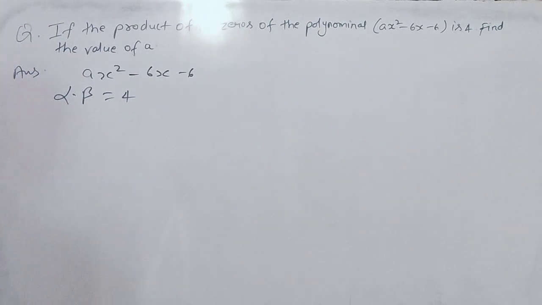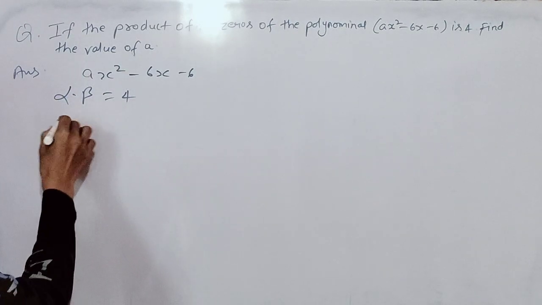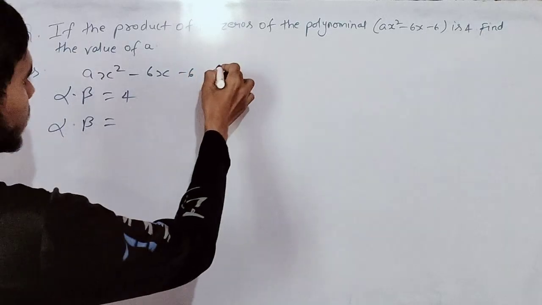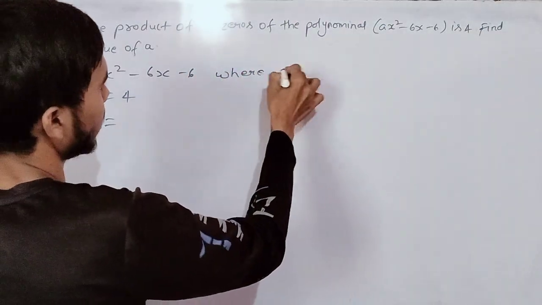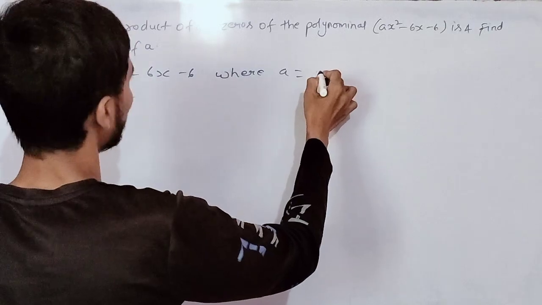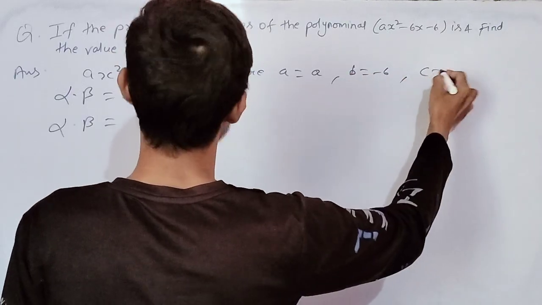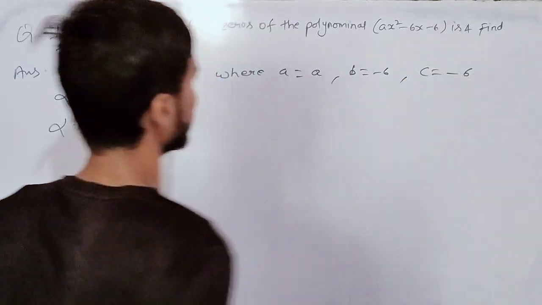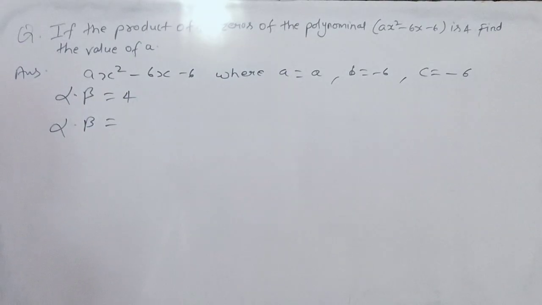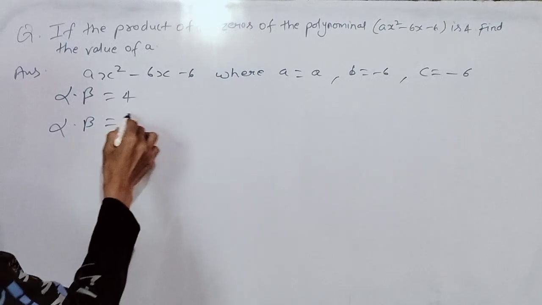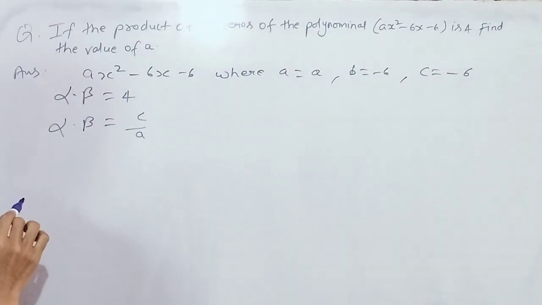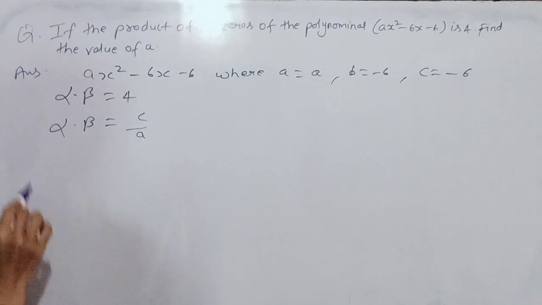We know this is the product. From this polynomial, a is 1, b is minus a, and c is minus 6, isn't it? Now the product of the zeros is c upon a. Product of alpha and beta is equal to c upon a.